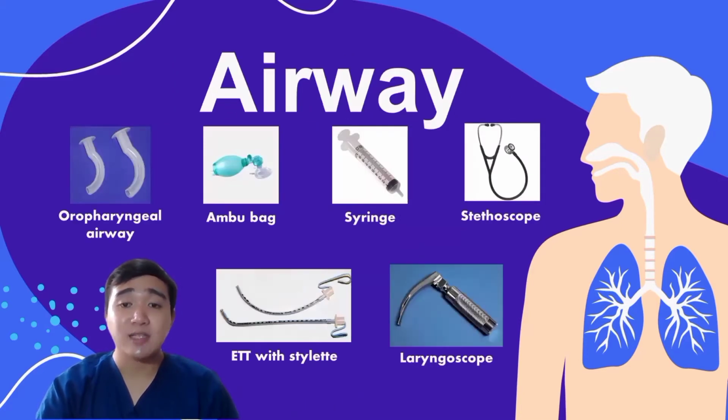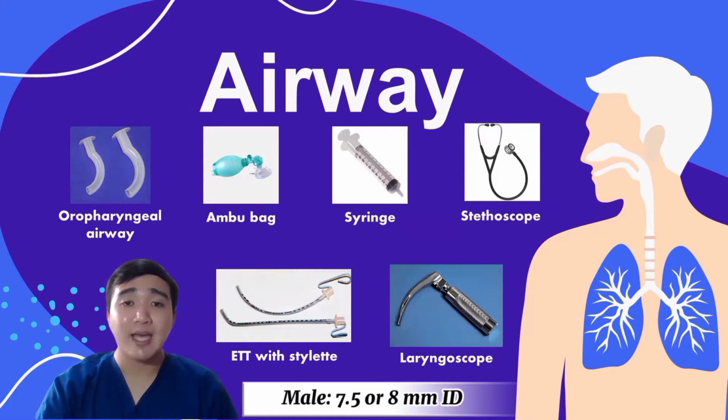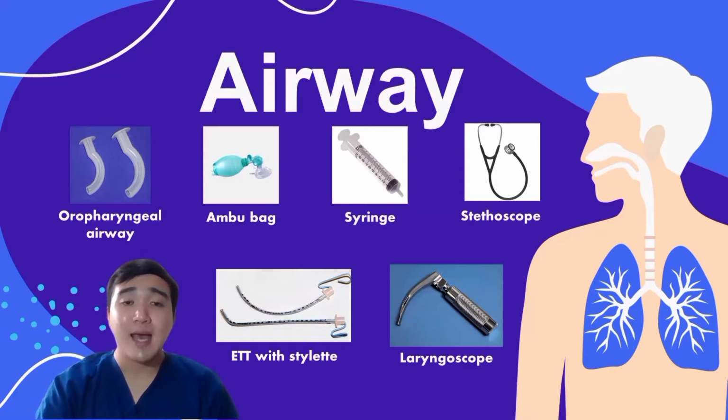Next, A stands for airway. It includes the laryngoscope, stethoscope, endotracheal tube, the stylet, the syringe, and the ambu-bag. Since our patient is a male, the ideal size for the endotracheal tube is 7.5 or 8 millimeters in diameter. A 10 ml syringe should also be attached to the tube. And also, check if the laryngoscope is working or lighting.